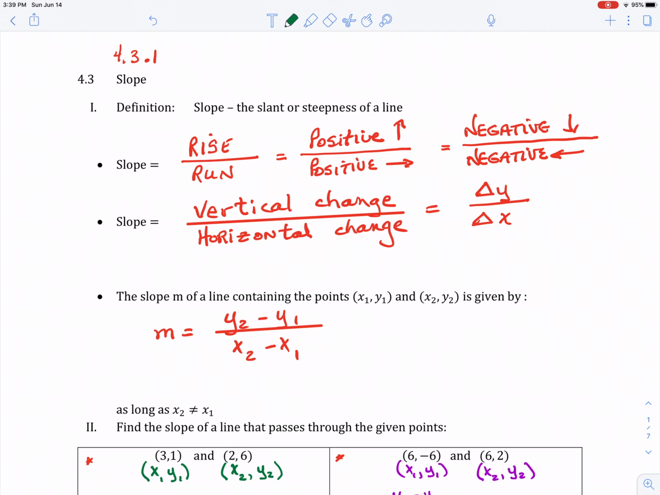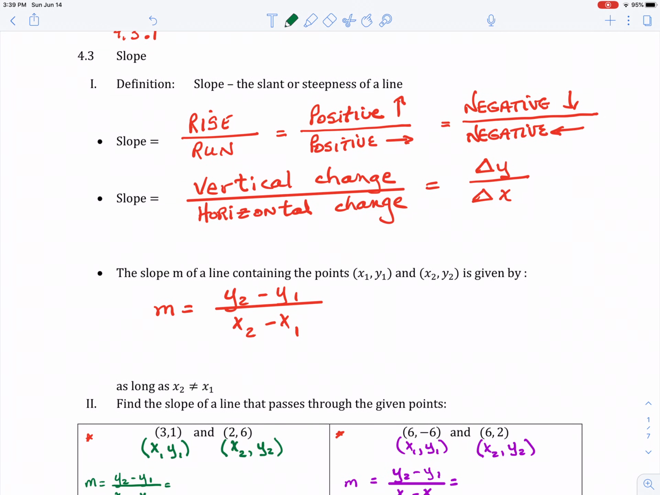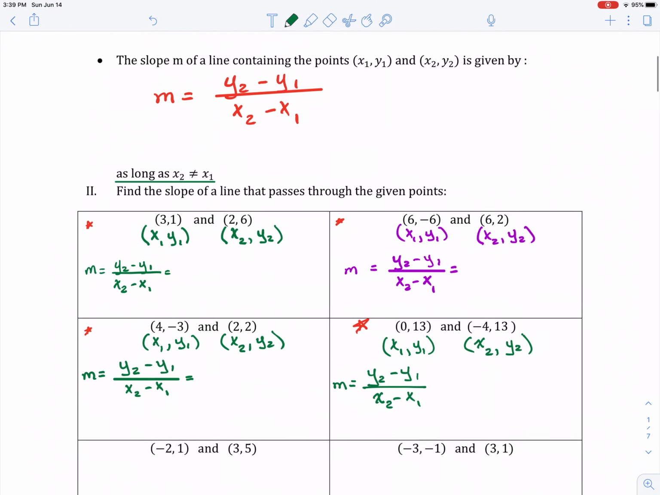All right, so, here's a little important piece of information. X sub 2 and x sub 1 cannot be equal to each other, because if they are, then you would have a 0 in that denominator. So that's the thing that we'll be interested in when we start talking about undefined slope.